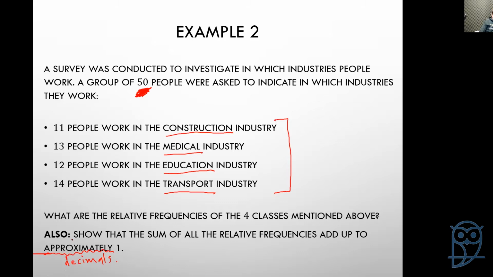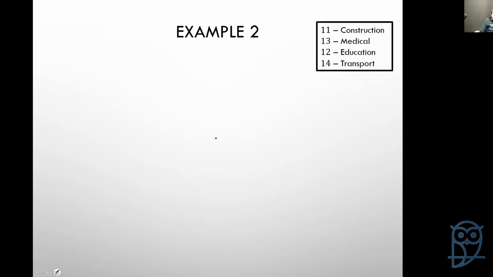All right, so let's work out our relative frequencies. Just to help you out, I've written at the top what each of them are. 11 of them were in the construction industry, 13 of them were in the medical industry, 12 of them in the education industry, and 14 of them were in the transport industry. And just in case you had forgotten, we could add these up.